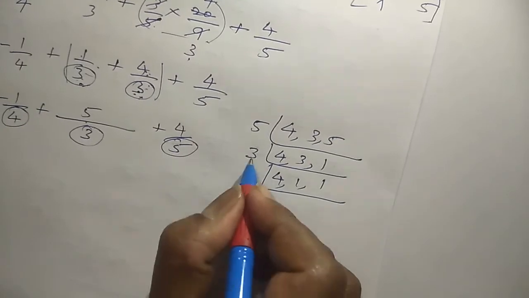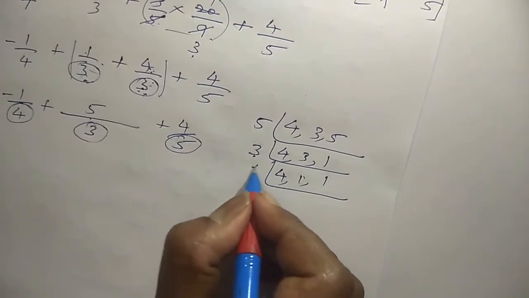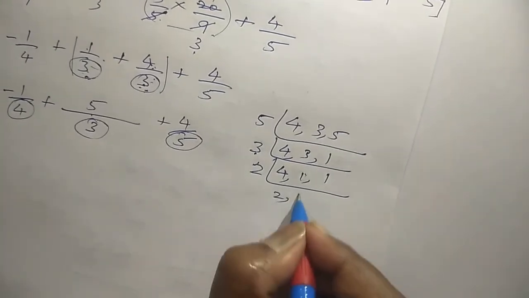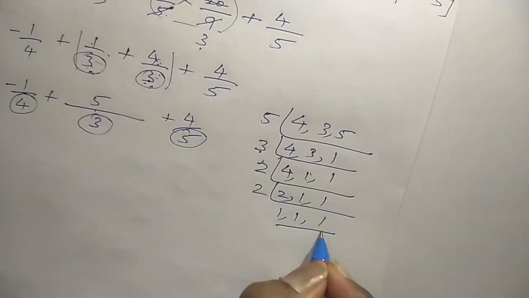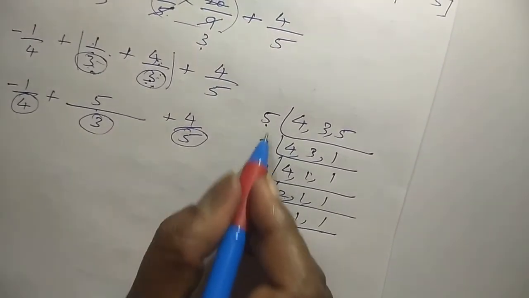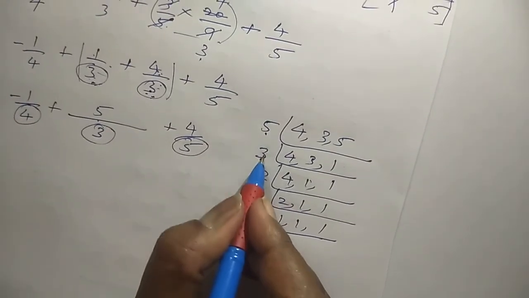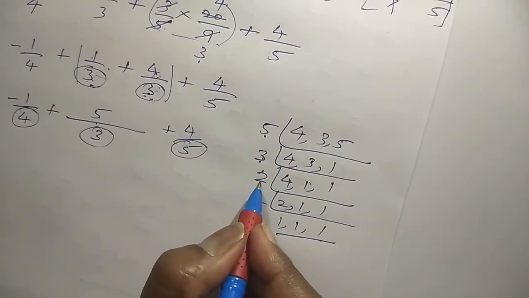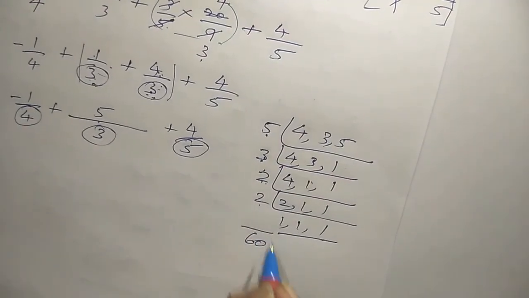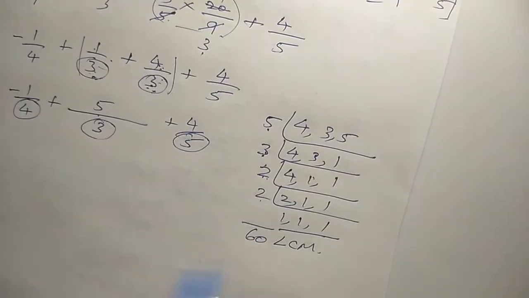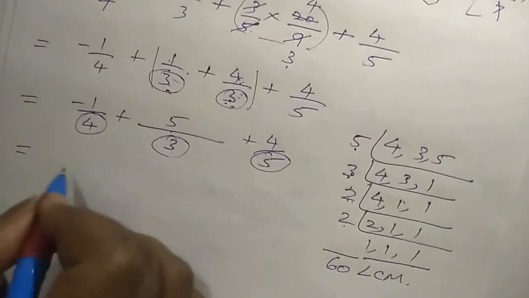Here 3 ones are 3. Now the 2 table: 2 twos are 4, again 1, 1. Again I put 2, 1, 1, 1. So we stop. What we have here is 5 3s are 15, 15 2s are 30, 30 2s are 60. 60 is the LCM.